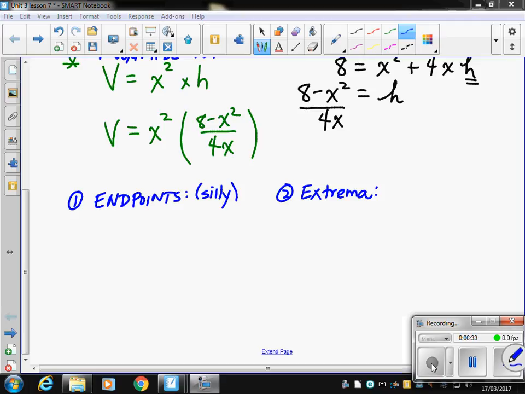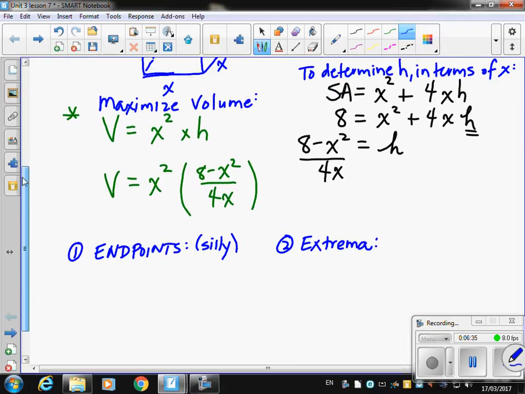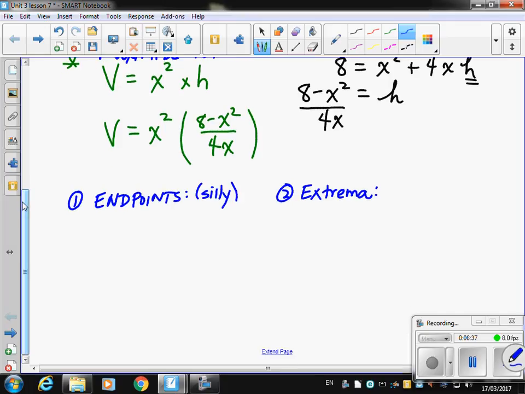Our restrictions weren't given to us specifically, but we could assume that this volume would have to be greater than 0, which is rather silly. So we would have to say that x equals 0 is one of the endpoints. The other endpoint is when your h is 0, which will allow us to have a value for x.